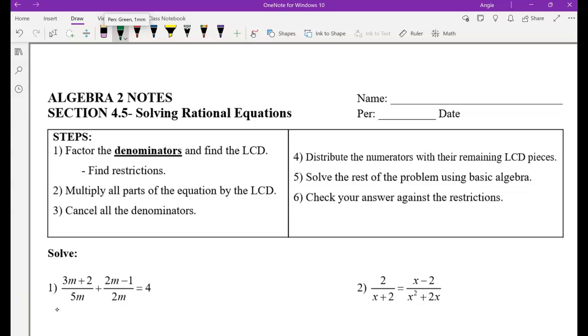Step number two, multiply all parts of the equation by the LCD. Cancel or reduce all the denominators if applicable. Then whatever's not reduced or canceled, distribute the numerators with their remaining LCD pieces. Number five, solve the rest of the problem using basic algebra. Step number six, check the answer against the restriction to make sure we can keep it or not.